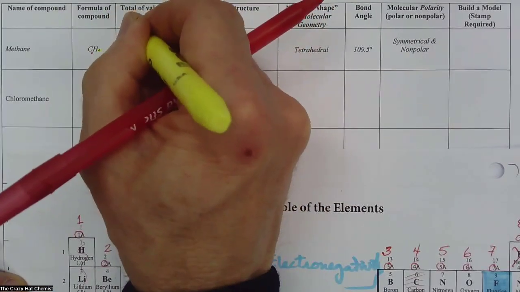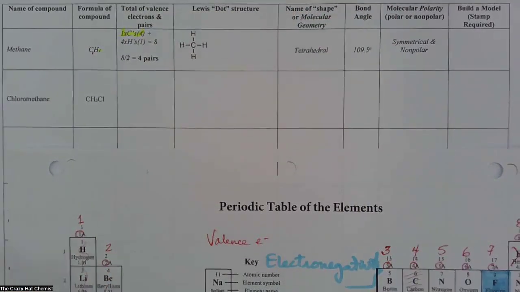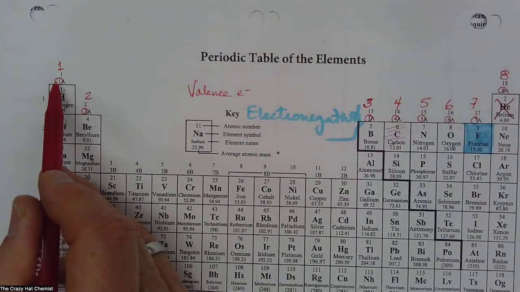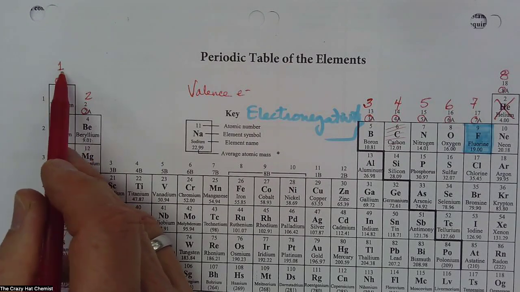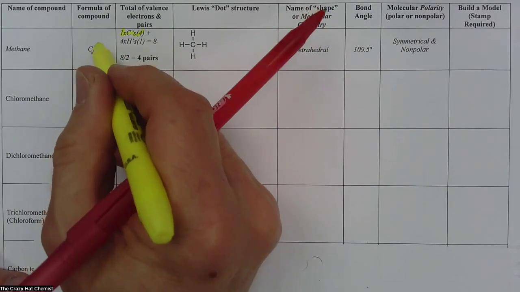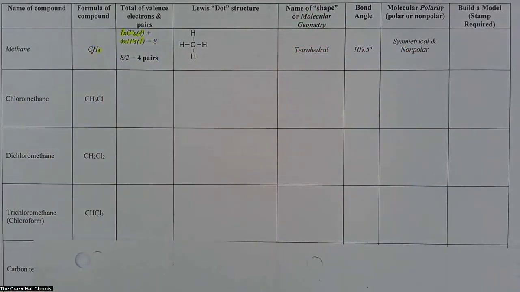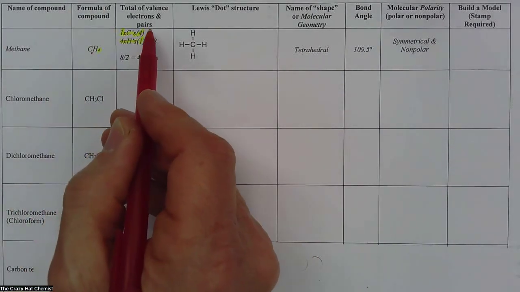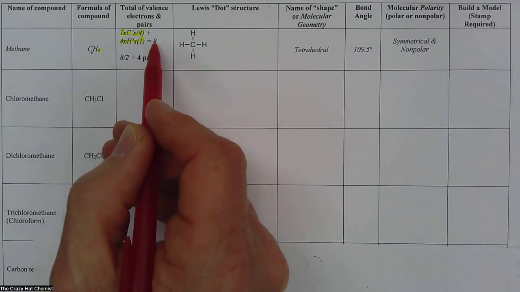How many carbons are there? There's 1 carbon at 4 valence electrons. Then hydrogens. Hydrogen is right here. It's in group 1A, and that is group 1, and there's 1 valence electron in hydrogen. So that means there are 4 hydrogens, 1 valence electron in each hydrogen. So we're going to do the math here. That is 1 times 4 plus 4 times 1. That's a total of 8.